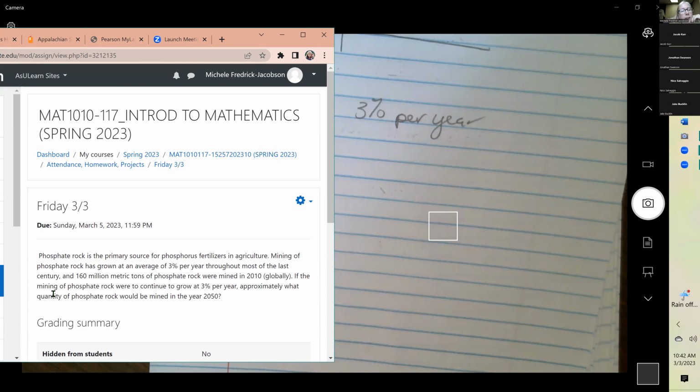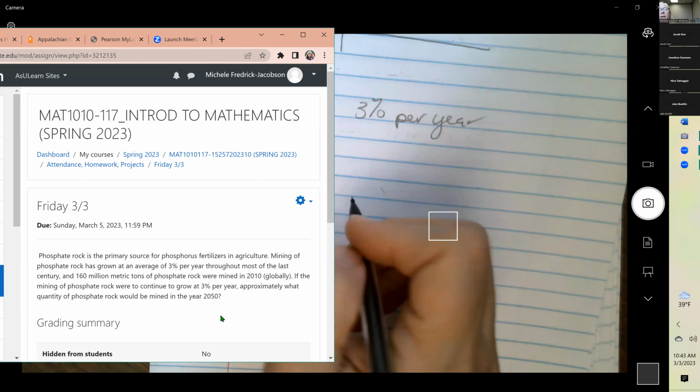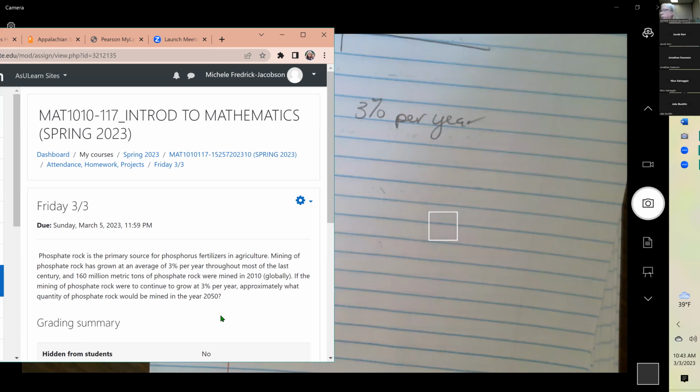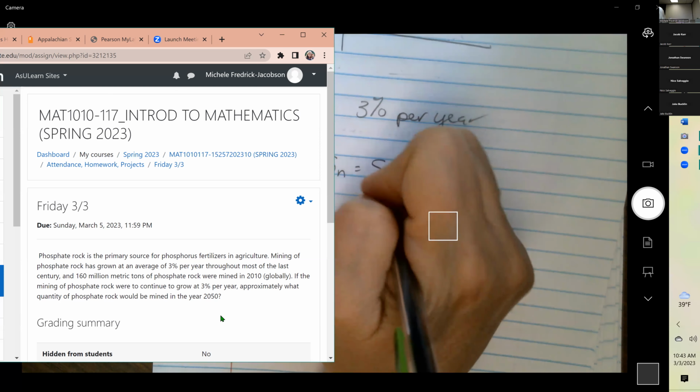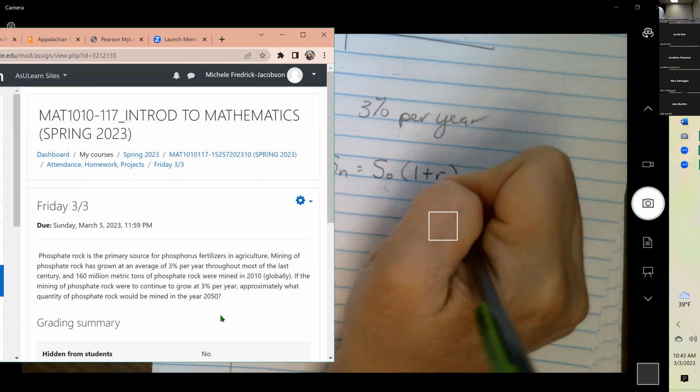Most of the last century. And 160 million metric tons of phosphate rock were mined in 2010. If the mining of phosphate rock were to continue at the 3% per year, approximately what quantity would be mined in 2050? So each year we're increasing by 3%, which means it's a growth. And go with what you're starting with. So remember your formula is S sub 0 times 1 plus R to the N.